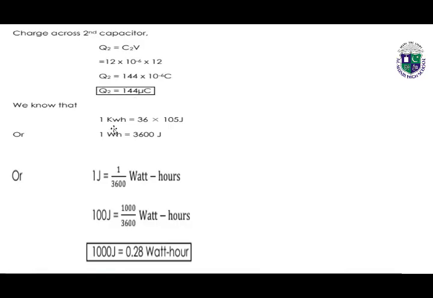Also, we know that 1 kilowatt-hour is equal to 3.6 × 10^6 joules. And 1 watt-hour is equal to 3600 joules. So 1 joule is equal to 1 over 3600 watt-hours, and 1000 joules is equal to 1000 over 3600 watt-hours. So 1000 joules is equal to 0.28 watt-hours.